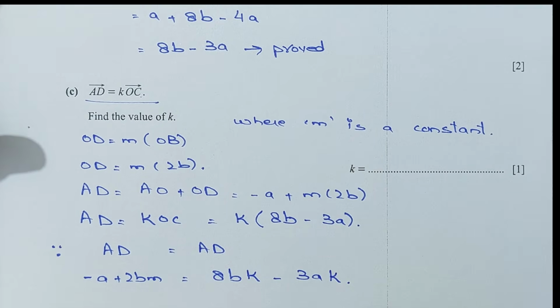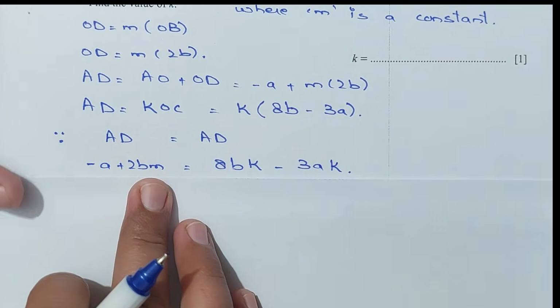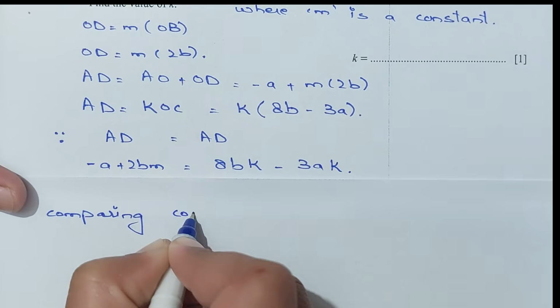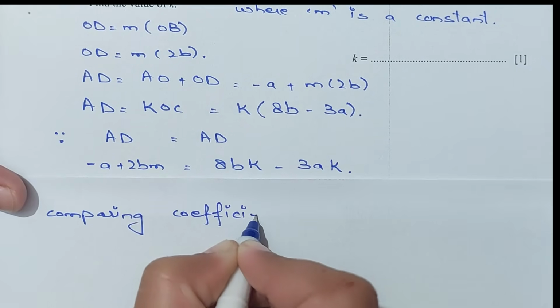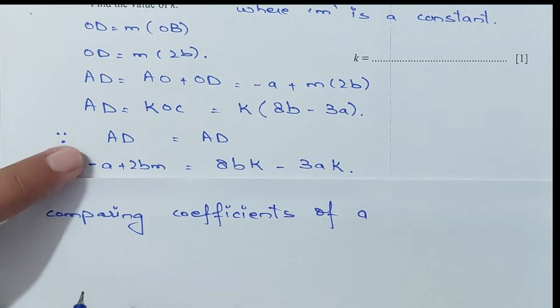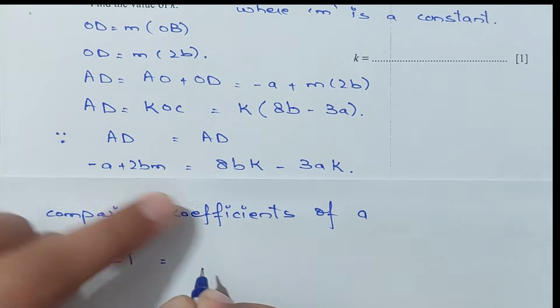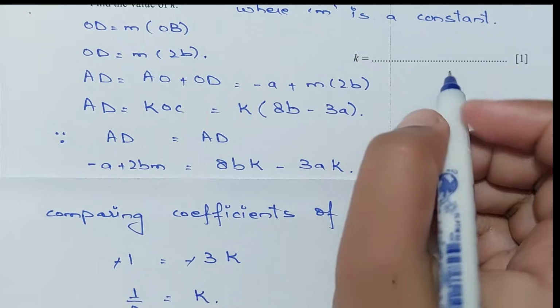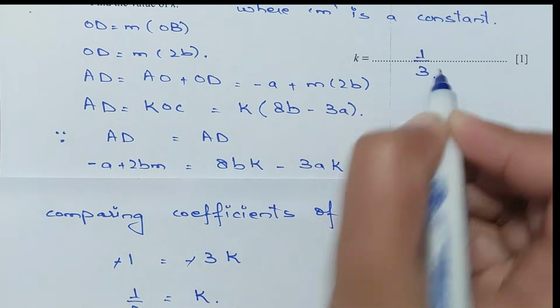Now let me compare the coefficients. I need a separate sheet of paper for this. We can say, comparing coefficients of a. Here the a coefficient is negative 1 and on the other side the a coefficient is minus 3k. So what is the value of k? Negative is cancelled with negative, so 1 by 3 is the value of k. We just had to find the k value in the question. So 1 by 3 is the k value.